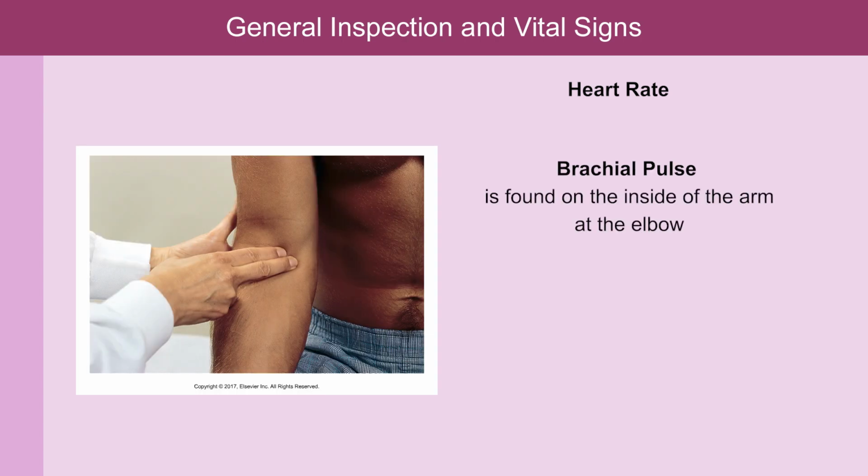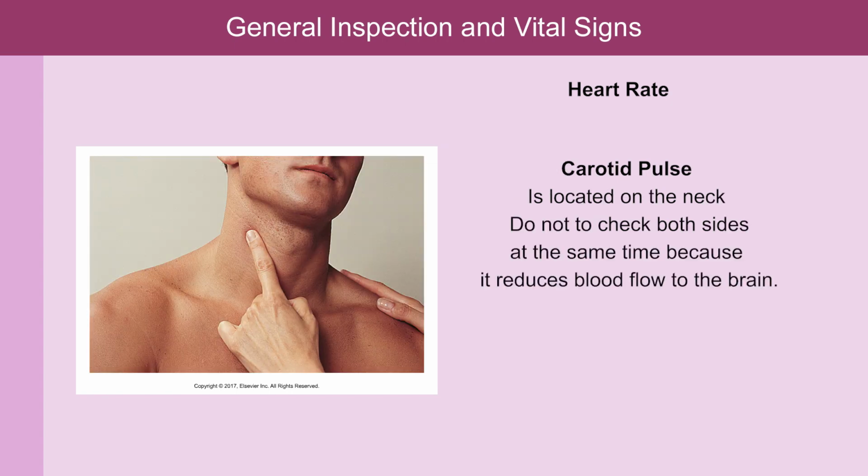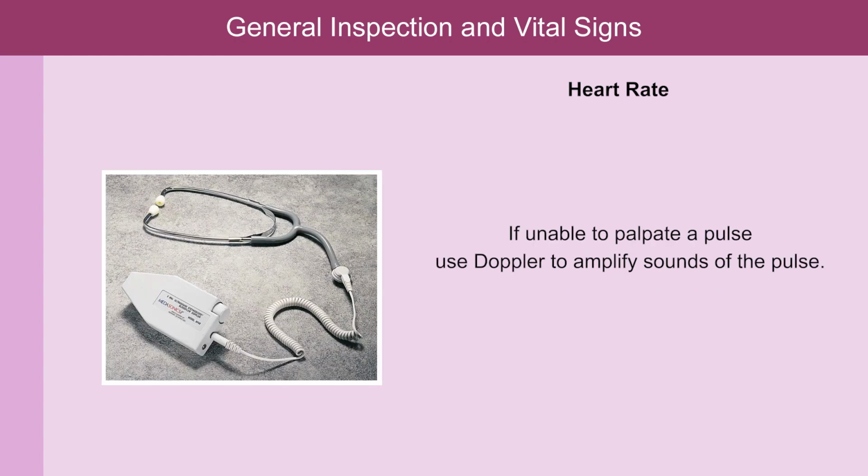Brachial pulse is found on the inside of the arm at the elbow. Carotid pulse is located on the neck, but with this one, remember not to check both sides at the same time because it reduces blood flow to the brain and your patient might pass out if you do that. If you're unable to palpate a pulse, use Doppler to amplify sounds of the pulse.